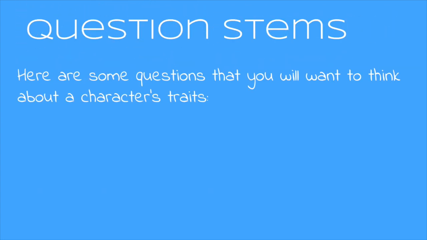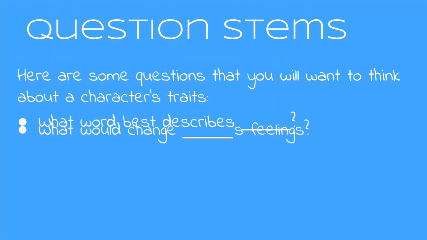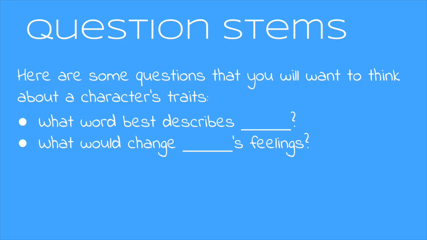When you're doing this on your own, there are a few questions that you might see that will mean that you really want to think about the character's traits. One of those might be, what word best describes and then they'll give you a character's name. So in this case, you might get, what word best describes the wolf? You also might see a question like this. What would change a character's feelings? For this story, that question would be, what would change the wolf's feelings? And you could think back to what his character traits are to figure that out.